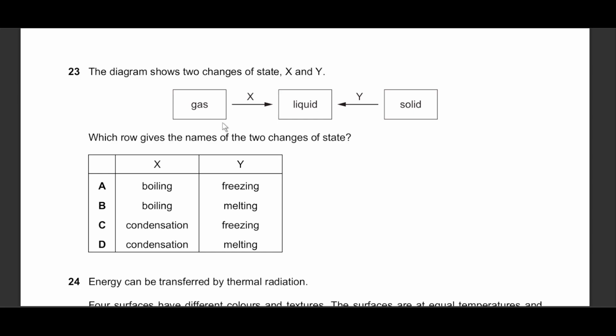You want to convert gas into liquid, it's going to be condensation. And if you want to look at the arrows, solid to liquid is melting. It's going to be option D.